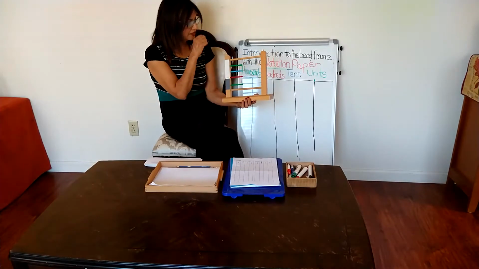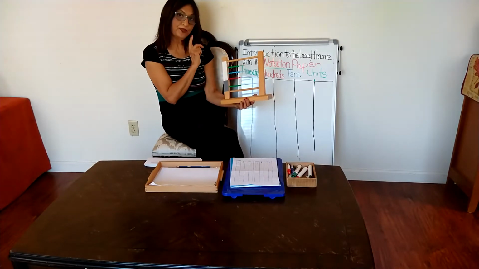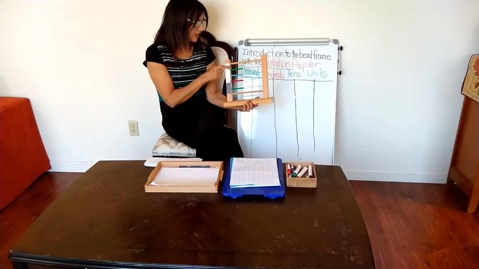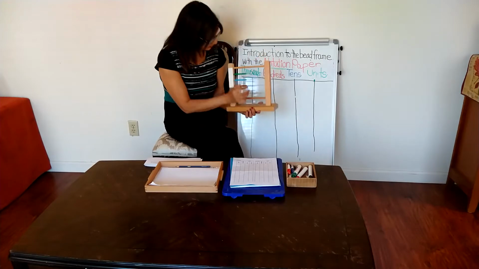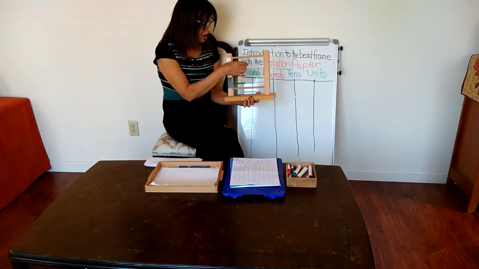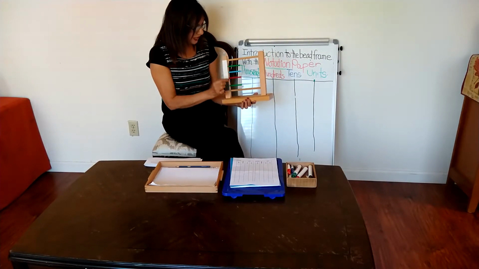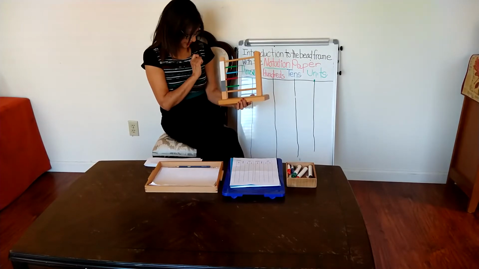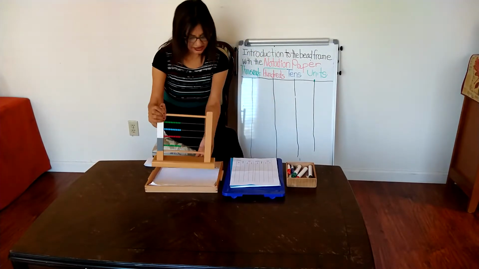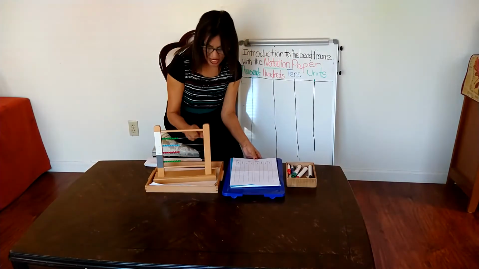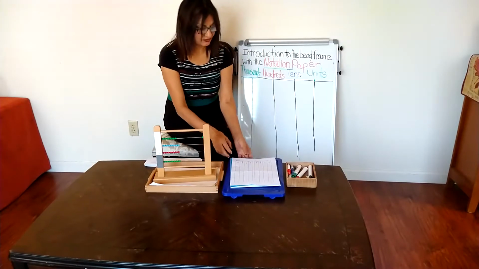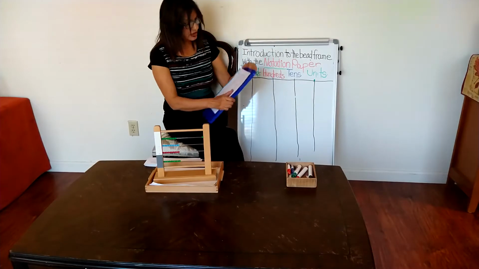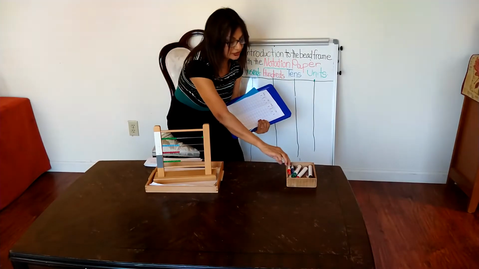What makes them different? The place they are holding. These green beads are holding the units place and these green beads are holding the thousands place. So let's get started. 1 unit. So I'm going to write down 1 on the notation paper.